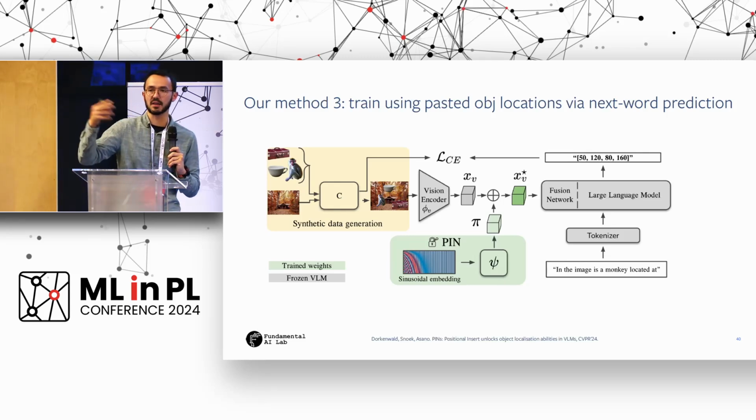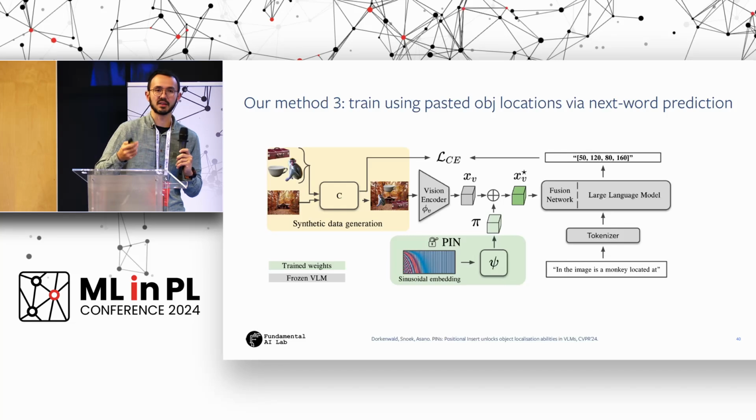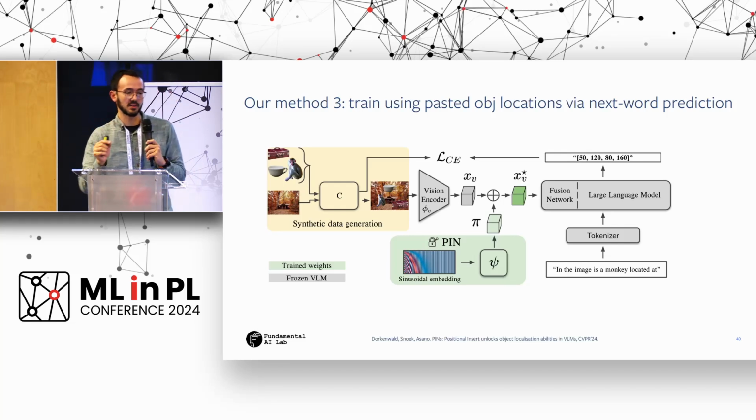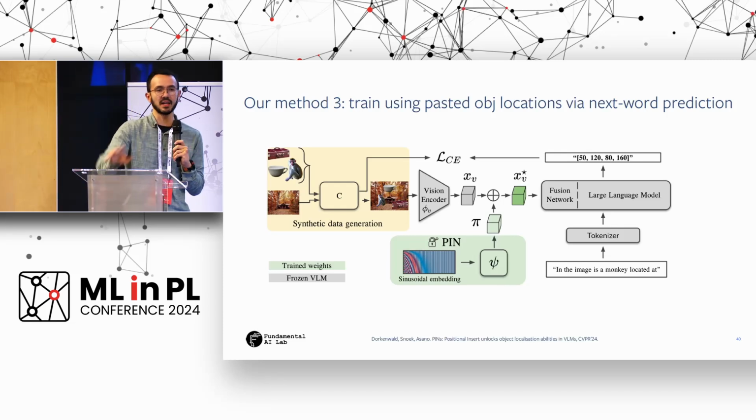So this is the same way you would train in the LLM setting. You're just predicting the next word. And in this case, the next words are these literal strings of 50, 120, and this is how we train the large language model. So there's no linear layer which outputs regression targets or anything like that. It's all in the VLM setting.